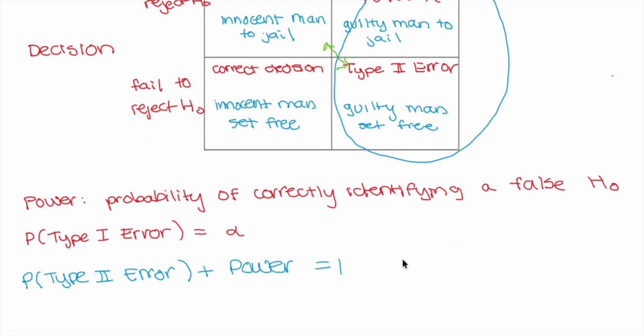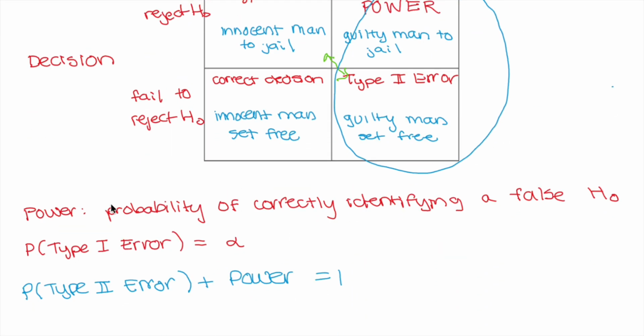Moving on, here are some definitions. The power, just as I said before, is the probability of correctly identifying a false null hypothesis. When we say that we have more power, it means we have a higher chance or more ability to reject the false null hypothesis.